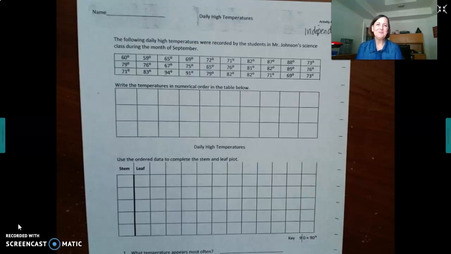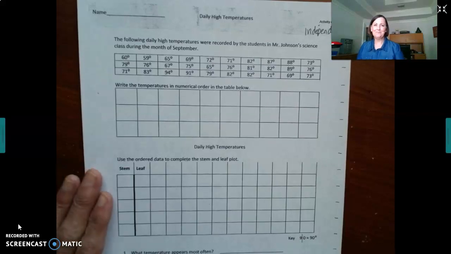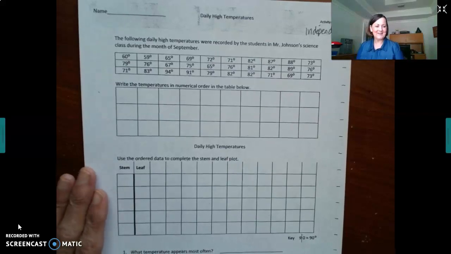Today we're actually going to create a stem and leaf plot, organize data, and answer some questions using our stem and leaf plot. So, let's get started.